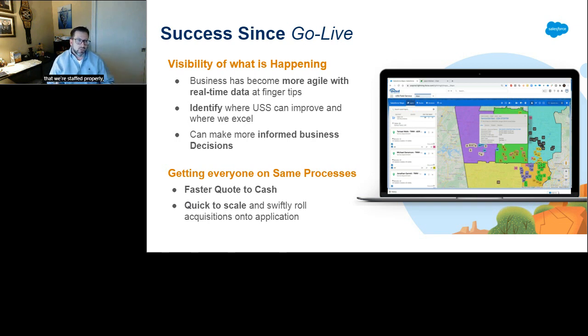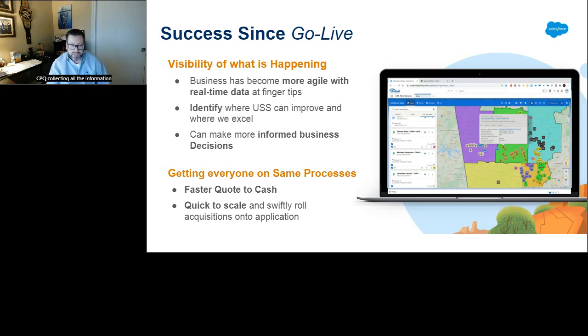So, we're trying to make sure that we're staffed properly, that we have enough people to do the work that we have. In addition to looking at our pipeline to see what's coming, that way we can see, do we need to staff up early so we don't get caught later with not having enough technicians to do the work, right? And then getting everyone on the same processes as we just talked about before.